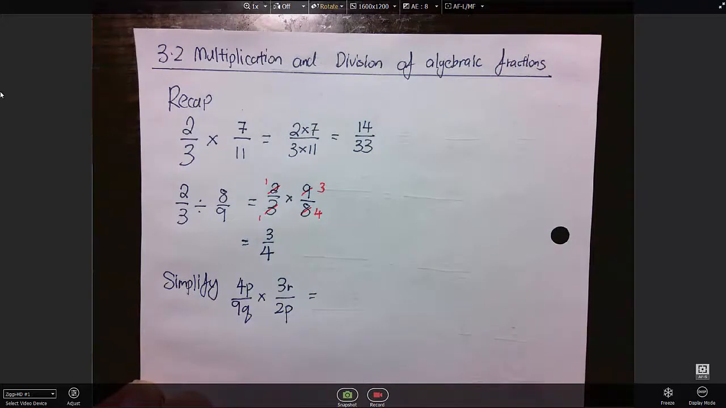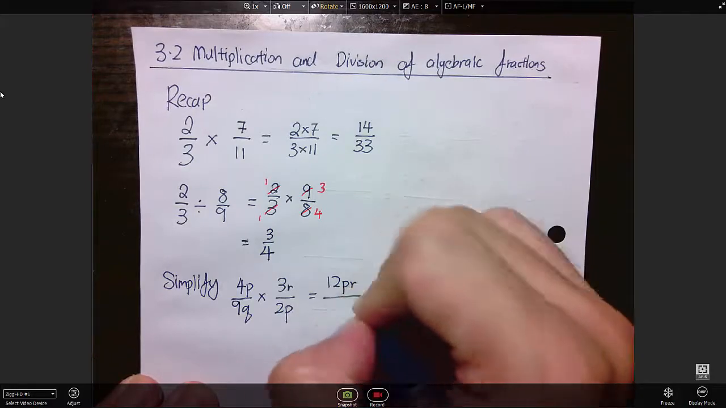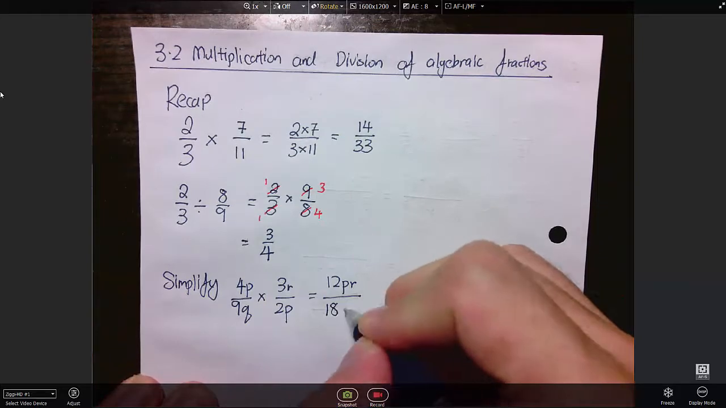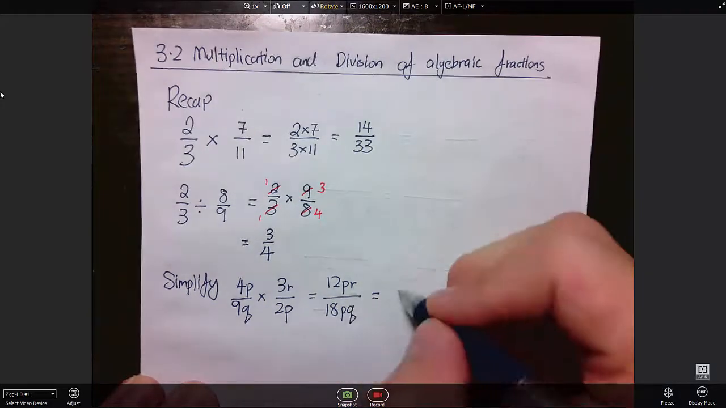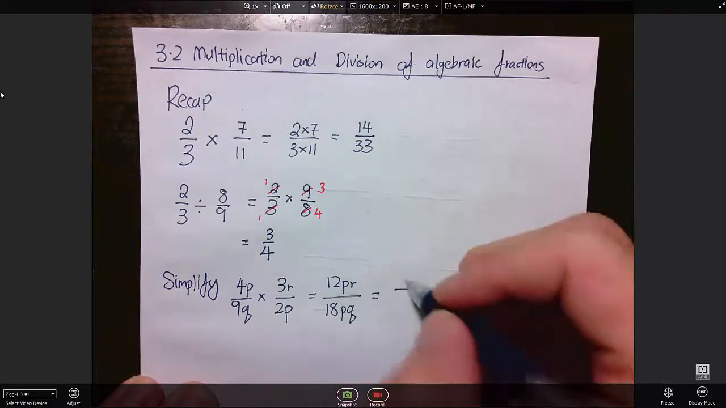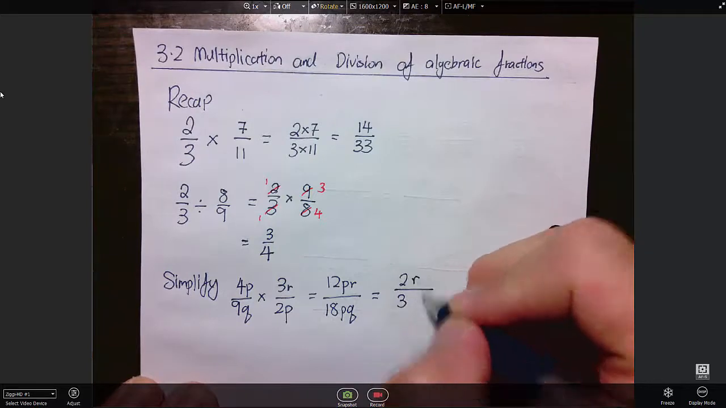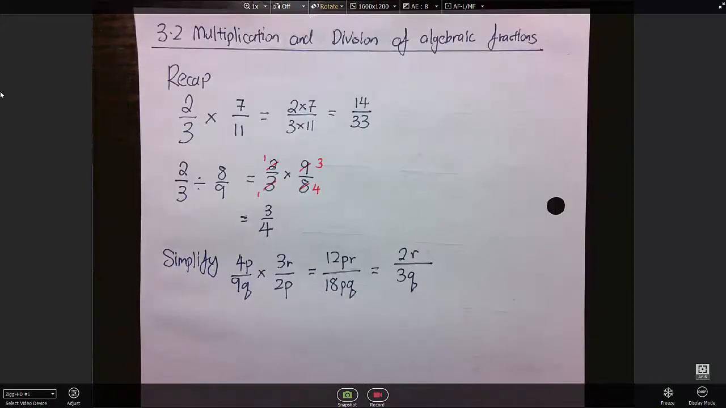First, what we can do here is this: 4p will multiply with 3r to give me 12pr. Then 9q times 2p gives me 18pq. So 12 and 18, you simplify, it gives me 2 and 3. The p and p will eliminate, so I'm left with 2r over 3q. Simple enough, I believe.